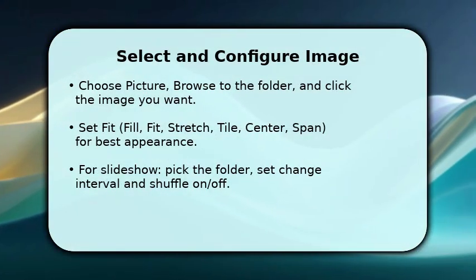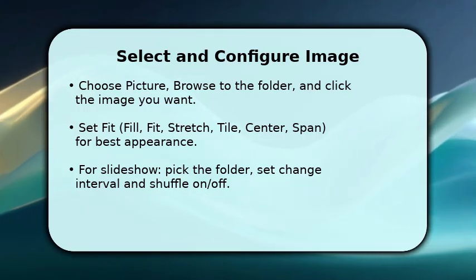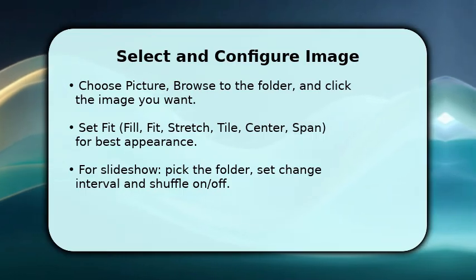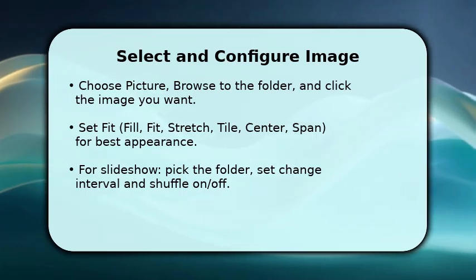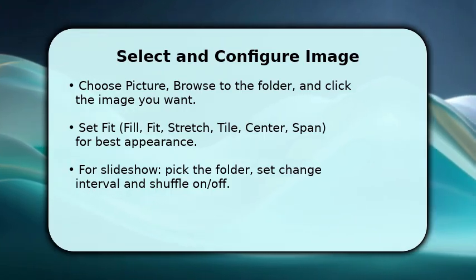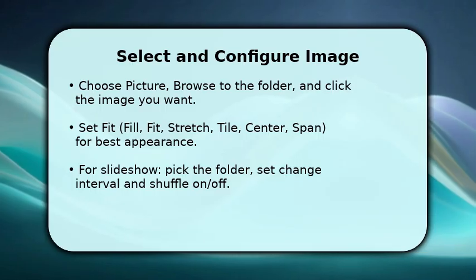Next, you pick how the image displays. Select Picture and click Browse to locate your file, then pick it. Windows will preview instantly. If you prefer a rotating set, choose Slideshow and point to the folder. Set the change interval and toggle Shuffle. Make sure to set Fit to Fill, Fit, or Span for multi-monitor so the image isn't oddly cropped.